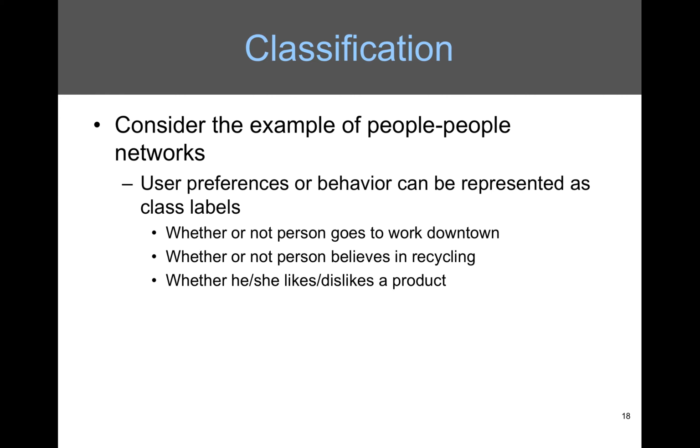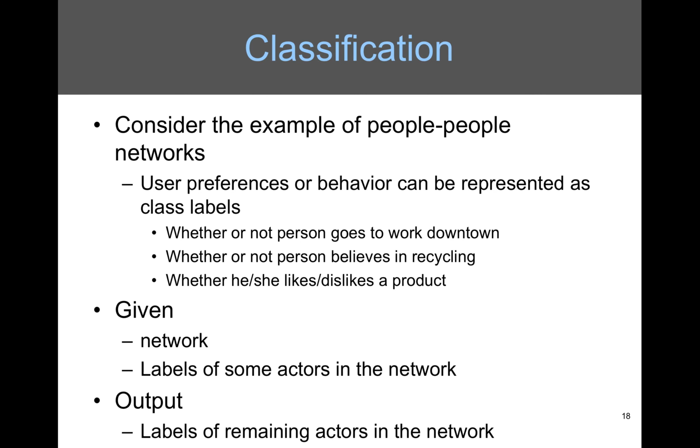For example, Facebook probably does this to you, which you don't know, I don't know. It's going to classify you as, okay, you're a person who goes downtown to work, or you're a person who works from home, or you believe in recycling, or you don't believe in recycling, or you like a certain product, or you have a certain political affiliation, and so on. So people are given labels, which are membership in certain classes. And so, given a network and the labels of some of the actors in the network, what we want to predict is the labels of all the remaining actors. We want to classify all the remaining people in the network who don't have labels.